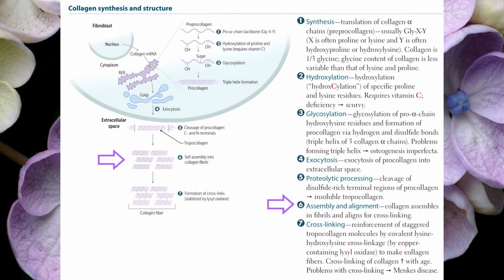6. Assembly and alignment. Collagen assembles in fibrils and aligns for cross-linking. 7. Cross-linking. Reinforcement of staggered tropocollagen molecules by covalent lysine-hydroxylysine cross-linkage to make collagen fibers. Formation of cross-links by copper-containing lysyl oxidase. Cross-linking of collagen increased with age. Problems with cross-linking leads to Menkes disease.